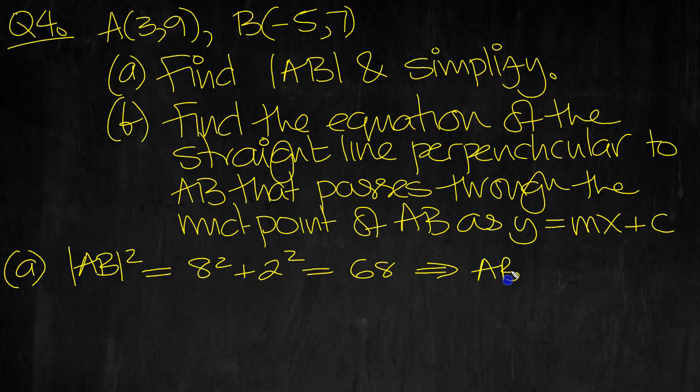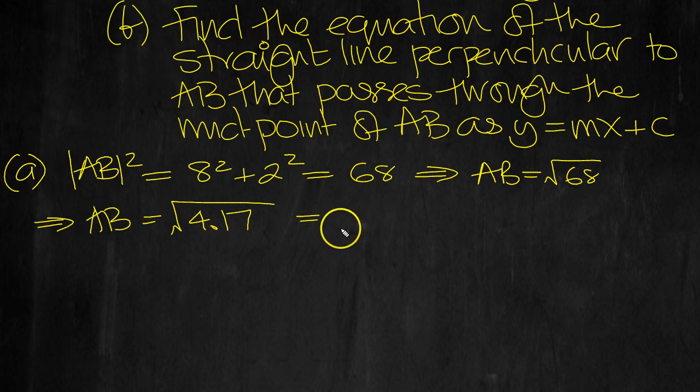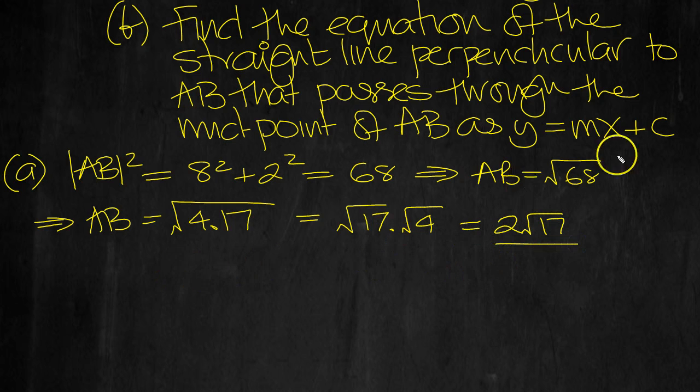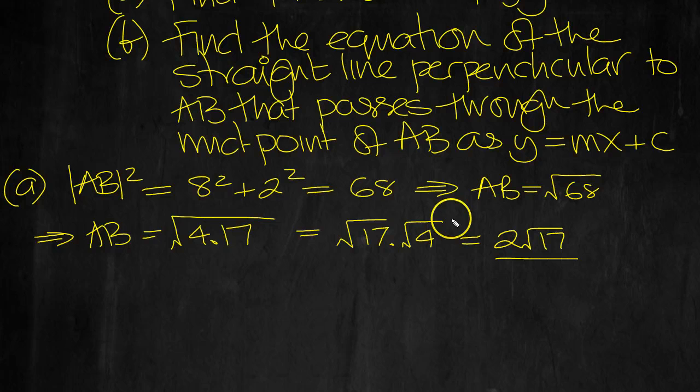So AB then is equal to the square root of 68, which is 2 times 34, which is 4 times 17, which AB then is equal to the square root of 4 17s, which is root 17 and 17 times root 4. Root 4 is 2, so it's 2 lots of root 17. So that's the form it was wanted. So that's that. Find the equation of the straight line perpendicular to AB.